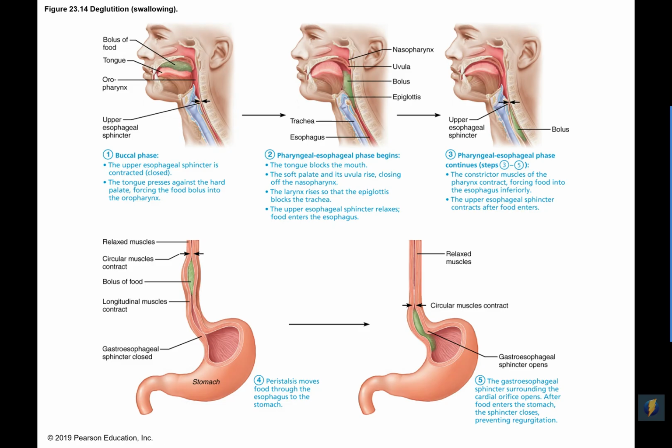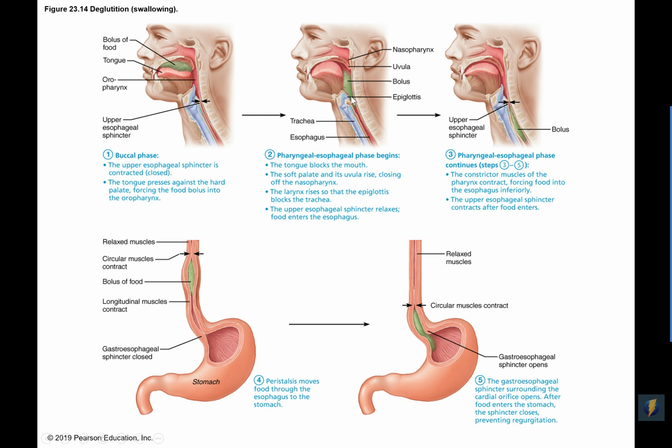So this is what that looks like. You can see here in the buccal phase, the upper sphincter muscle is contracted, closing off the esophagus. You've got that bolus of food, that mass of food in your mouth. You say, okay, it's time to swallow my food, and the tongue pushes up against the roof of the mouth. The uvula closes down, blocking off the nasopharynx so that the food doesn't go into the nasopharynx and the nasal cavity.